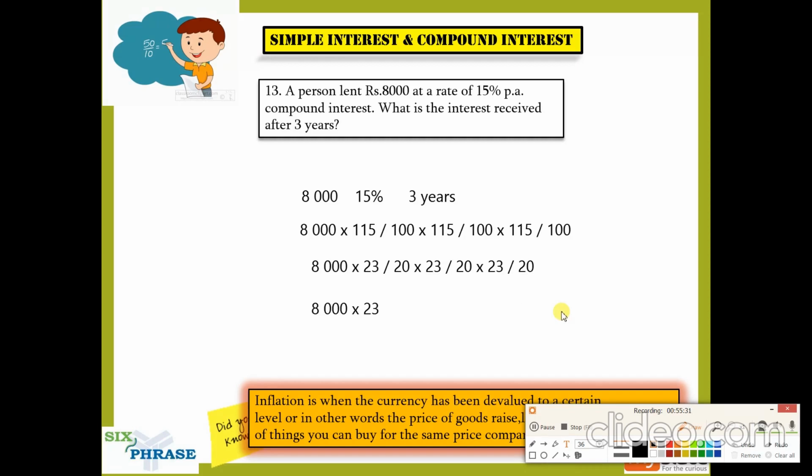What is 23 into 23 into 23? It is 23 the whole cube, right? So this whole thing I'll write as 23 the whole cubed divided by 20 the whole cube. What is 20 the whole cube, guys? 20 squared is 400, right? 20 the whole cube is nothing but 8,000. So this will actually become 8,000 into 23 whole cube. 23 the whole square is 529, right?